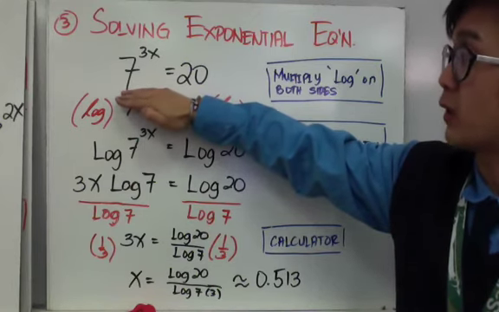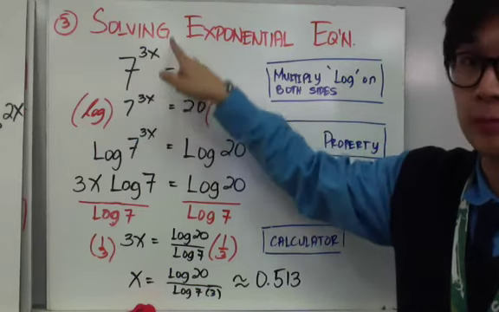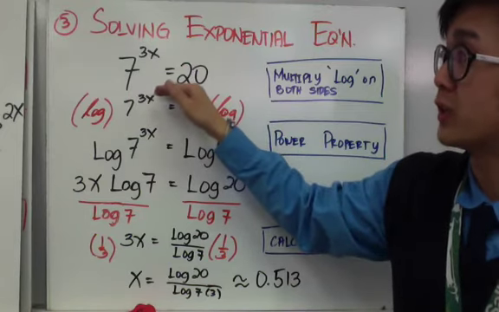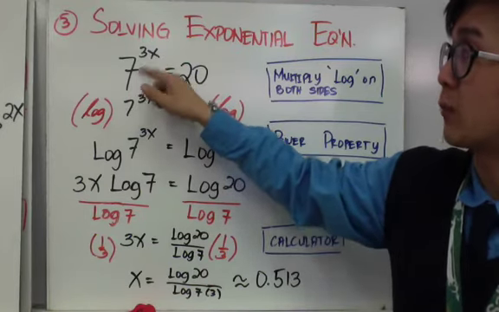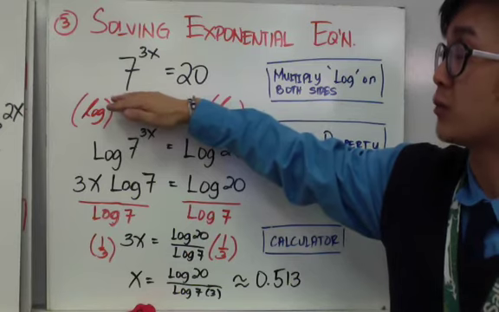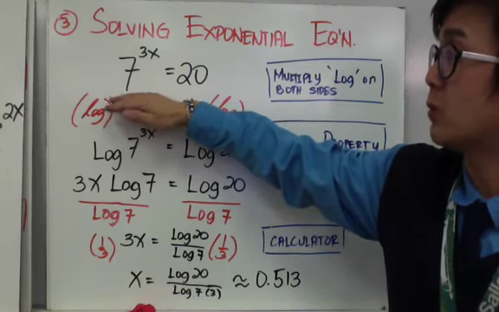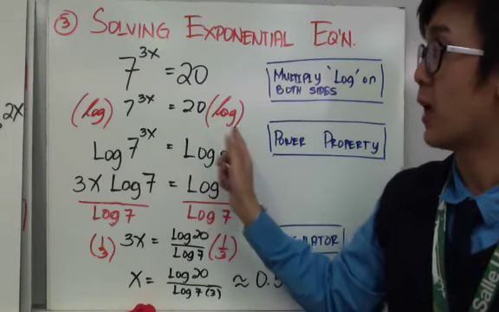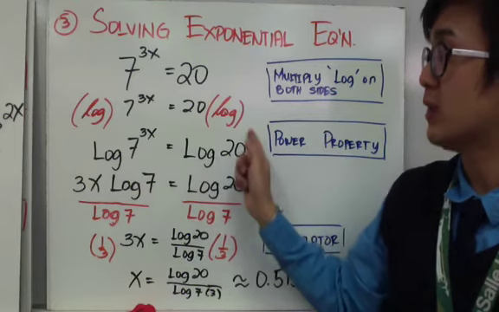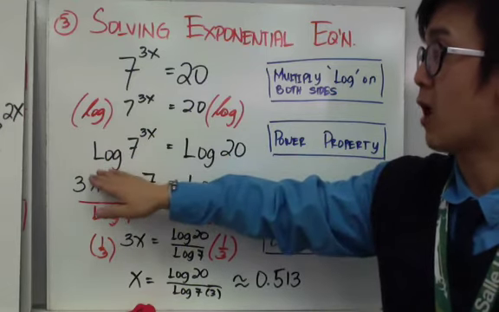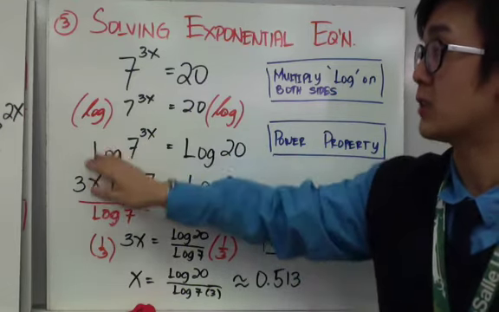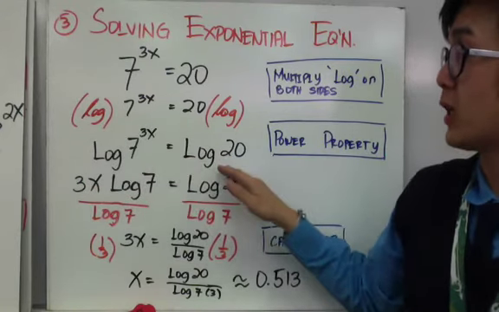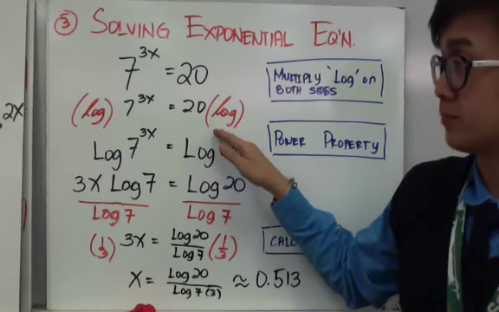Now in this equation, x is in the exponent, which is unusual compared to most equations or problems that we are solving. To answer this type of problem, we need to use a logarithm to solve for x. So what we can do is take the logarithm of both sides, so we can apply the logarithmic property in solving for x. By doing that, we have the logarithm of 7 raised to 3x equal to the logarithm of 20.